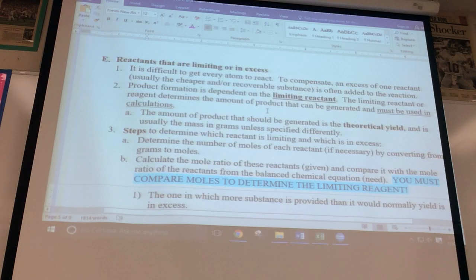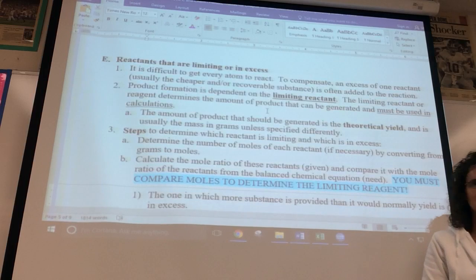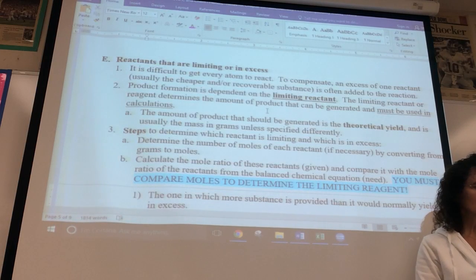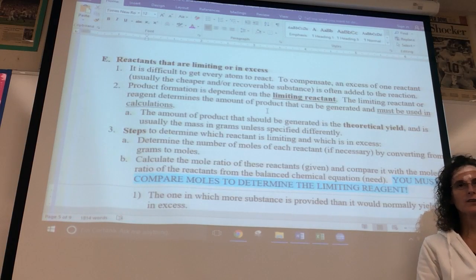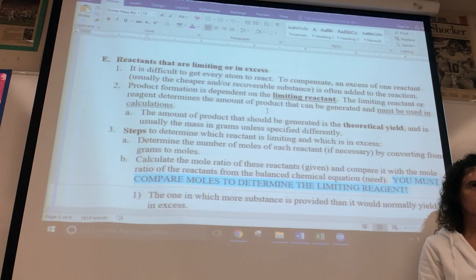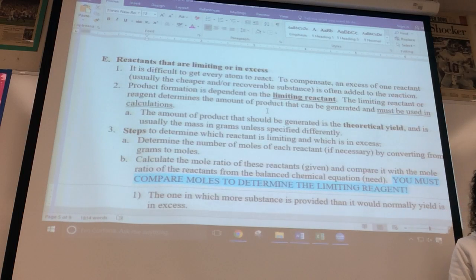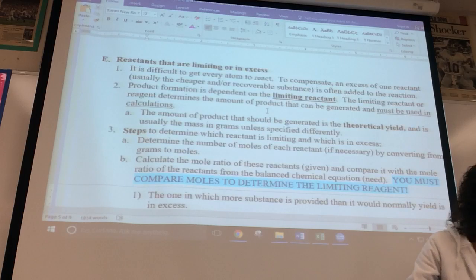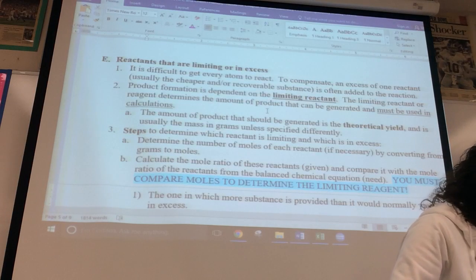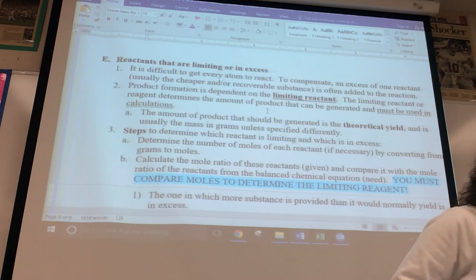Wonderful. What we want to start with today are reactants that are limiting or in excess. A limiting reagent is one that's used up completely, and it determines how much product you make. And I will explain that to you very simplistically.